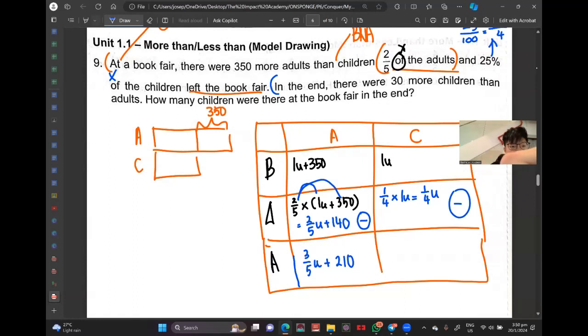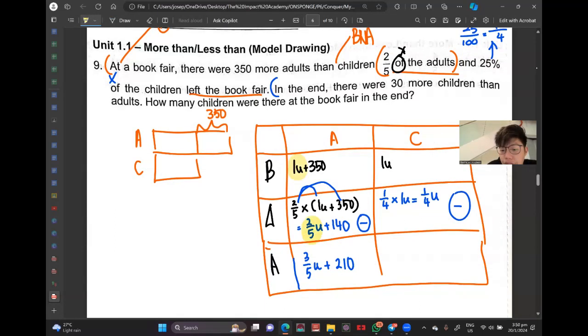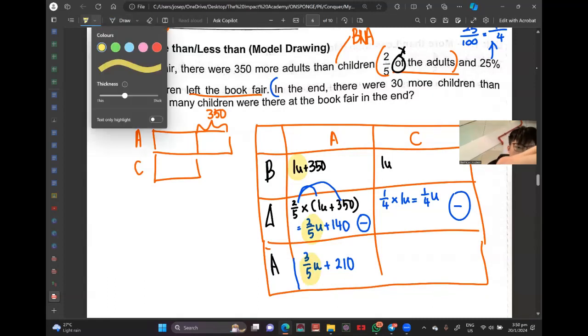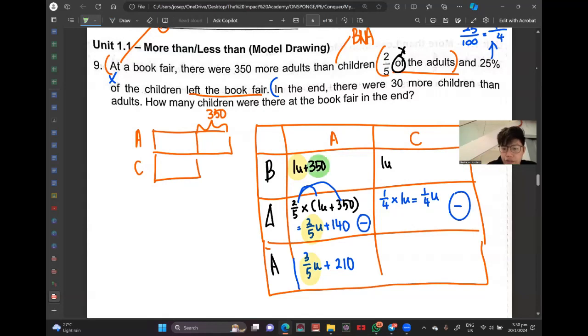Now, for those of you who are watching this and wondering how we got to 3/5 units: I did 1 unit, minus away 2/5 units, and I get 3/5 units. Do you understand what I'm saying? Then I do the same thing for the number. The process will still be the same. 350 minus 140 equals 210. Am I making sense here?